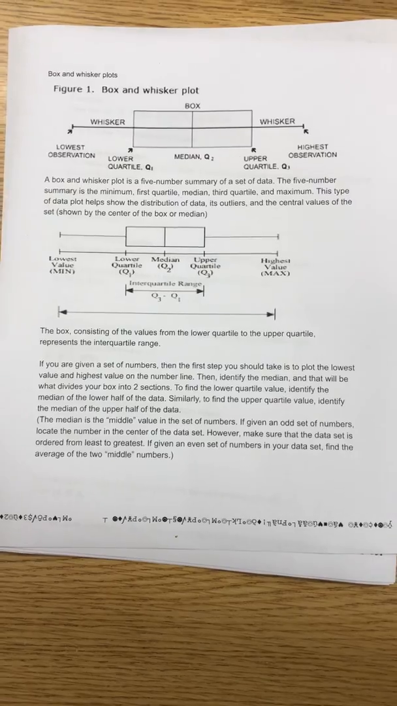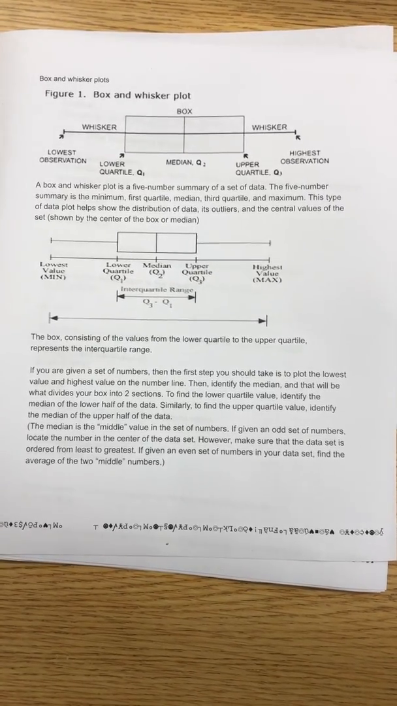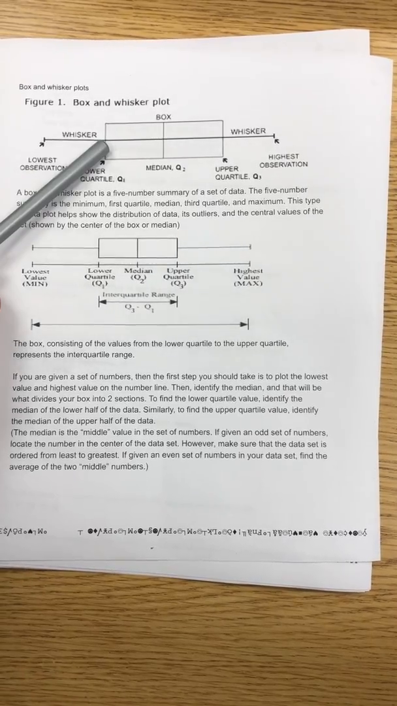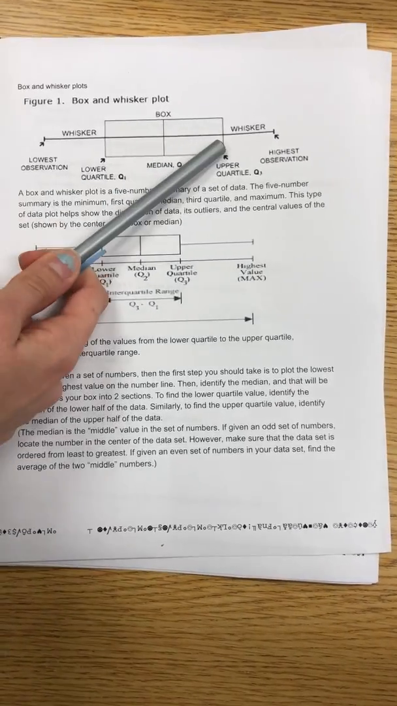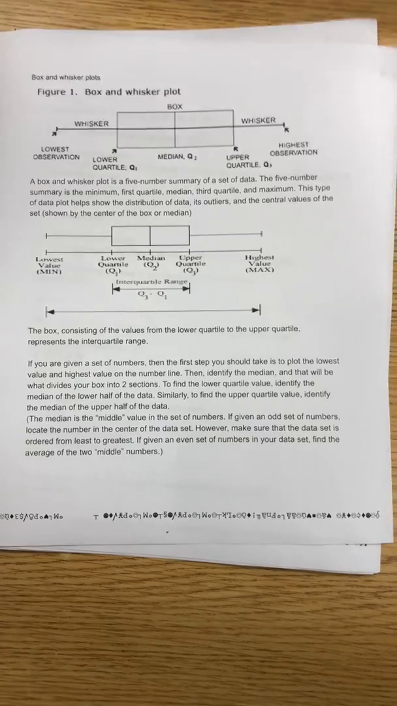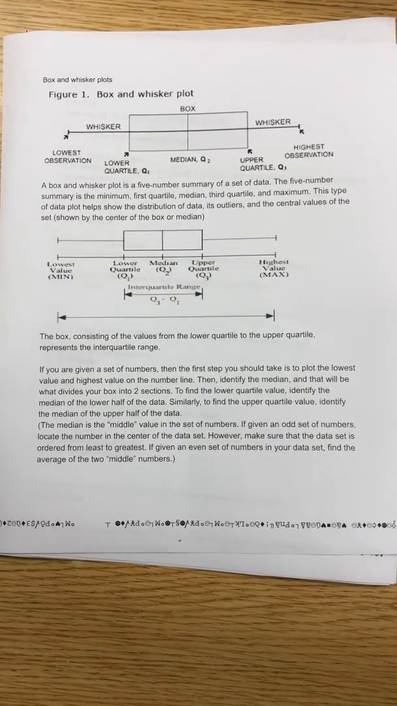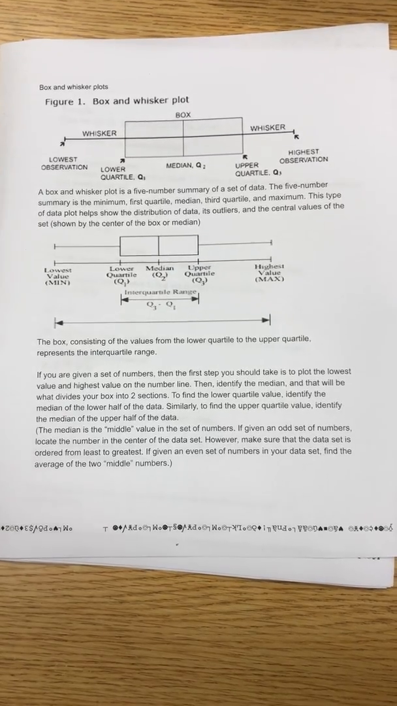A Box and Whisker Plot is a 5-number summary of a set of data. The 5-number summary is the minimum, first quartile, median, third quartile, and maximum. This type of data plot helps show the distribution of data, its outliers, and the central values of the set.